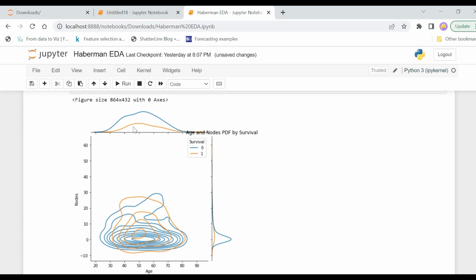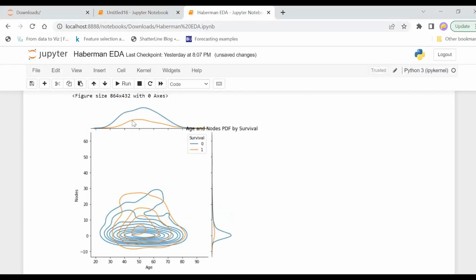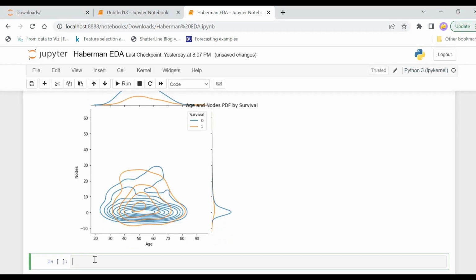If you see the highest age bracket, this is 40, this is 50. So you can say around 43 to around 53, the same kind of peak which you can see here. So you can say that the age is between 43 to 53.